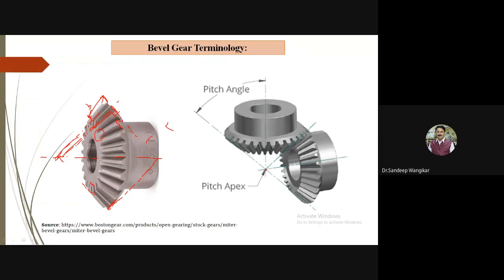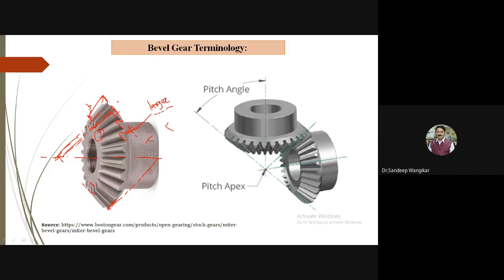So you can see from the diagram, this is the larger end of the tooth. For bevel gear, all the dimensions, the gear radius, the module, all will be considered at the larger end only. Whatever we give will be based on the larger end. From the smaller end to the larger end, the dimensions will change.